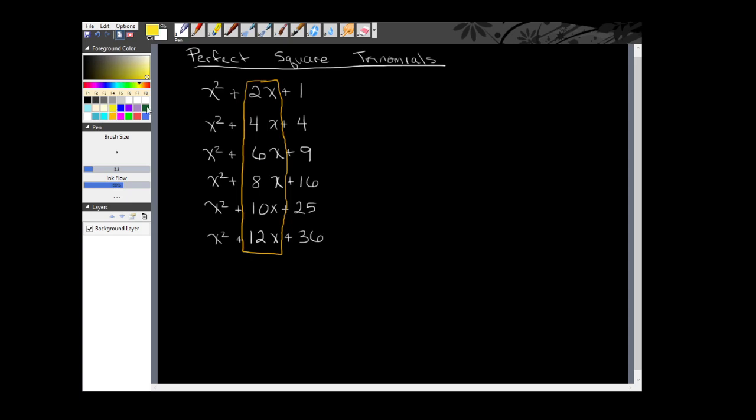Another pattern that some of my students see is in this column. In this column, those are our perfect square numbers. 1 squared is 1, 2 squared is 4, 3 squared is 9. So now I want you to take a moment and look between the orange and the yellow and see if you can recognize the pattern that lies between those. So again, look between the orange and the yellow and see what pattern you see.